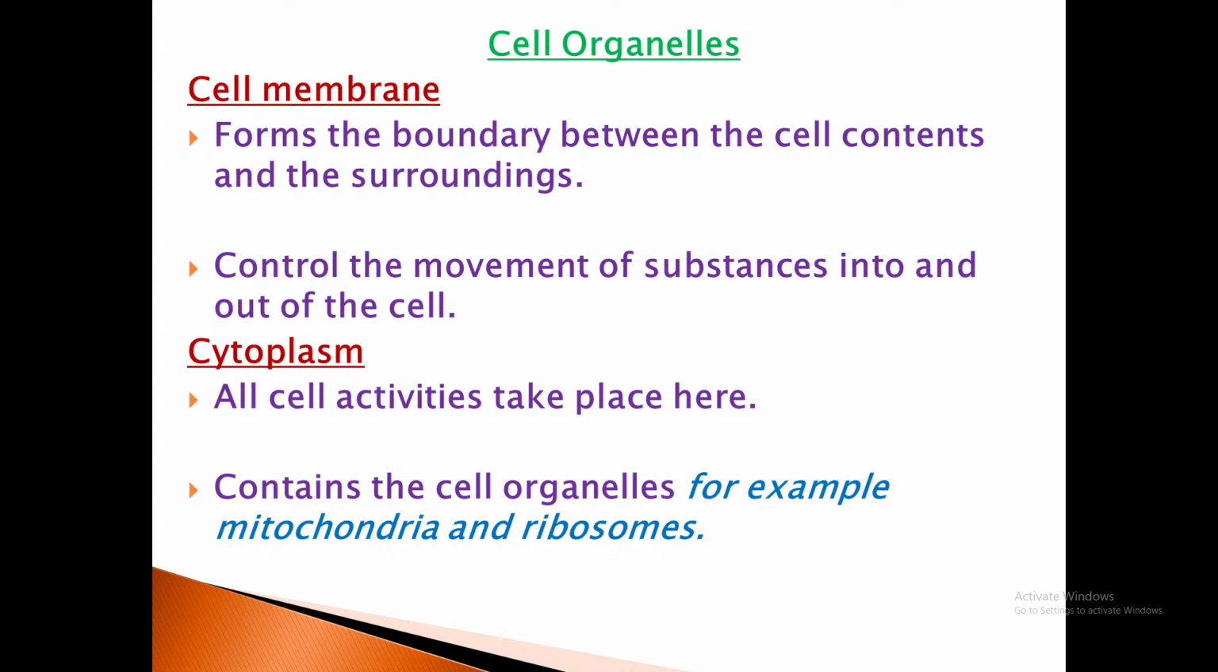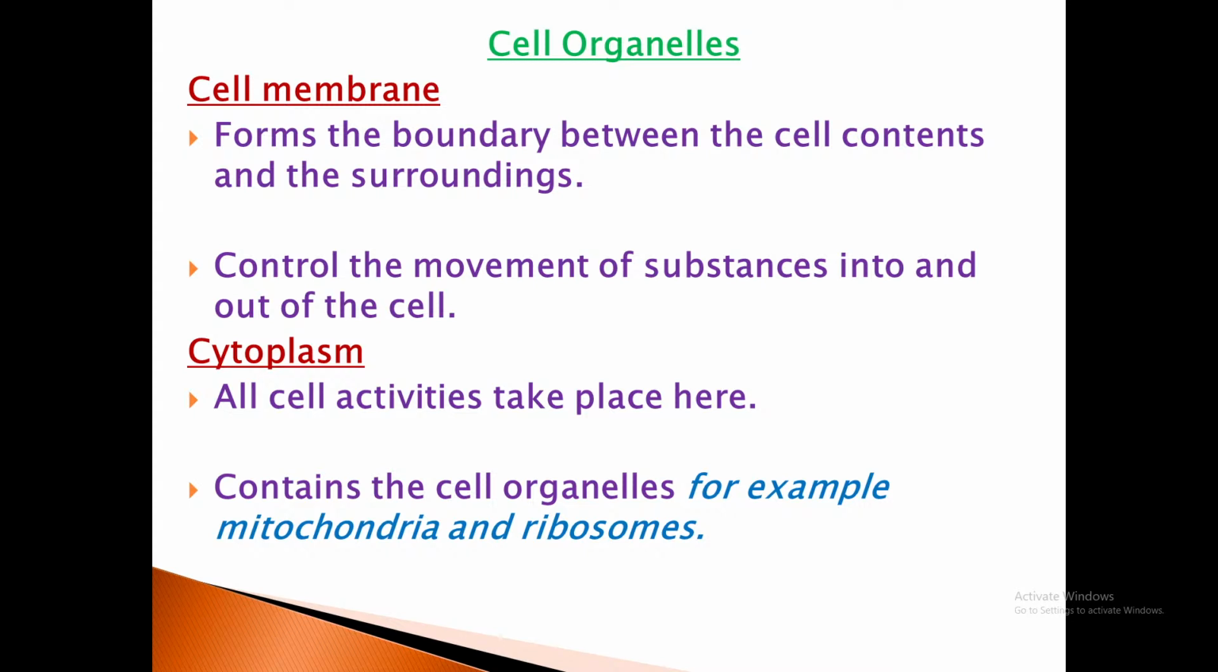So on the slide you're given two functions for the cell membrane. One is that it forms a boundary between the contents and its surroundings, and two, it controls the movement of substances in and out of the cell. And of course the cell membrane protects all of the inner cell components. Now both animal cell and plant cell of course have a cell membrane.